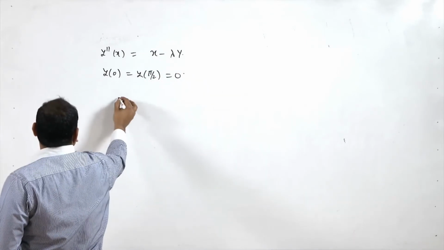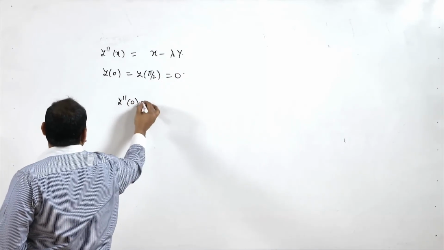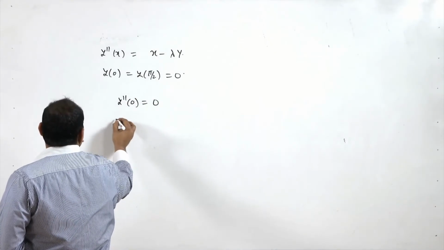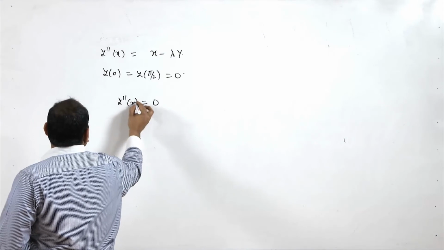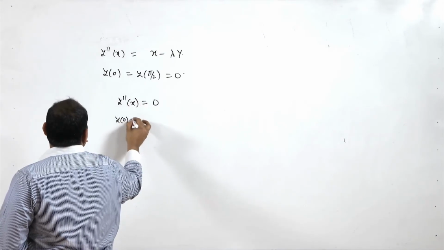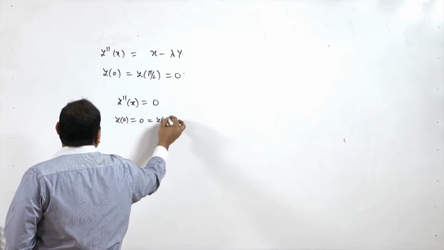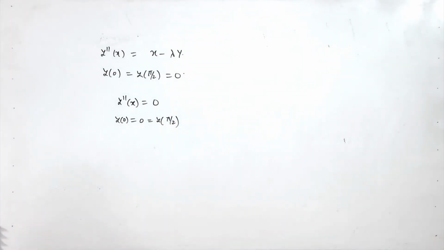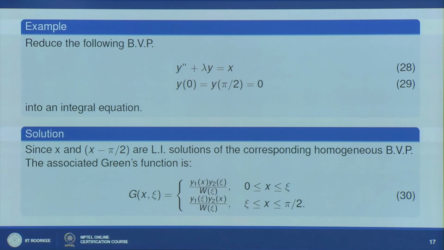So what we try to do is take the corresponding homogeneous boundary value problem, y''(x) = 0 with the condition y(0) = 0 = y(π/2), and here we can construct our Green function. If you remember, we have a formula for a Green function like this. Now here the coefficient of y'' is simply 1, so I have not written the coefficient of y'', so it is given by this.